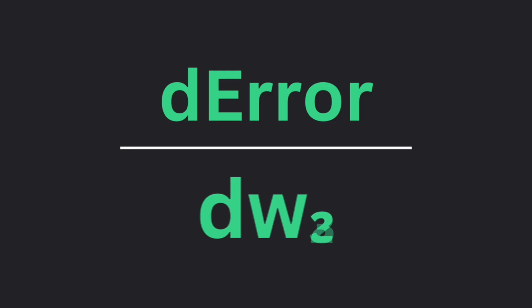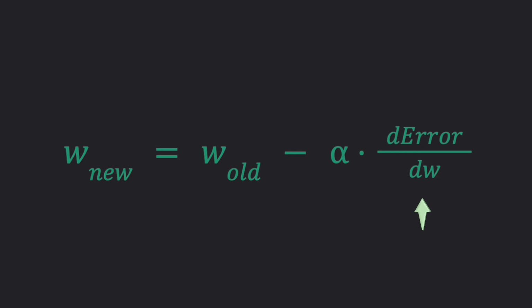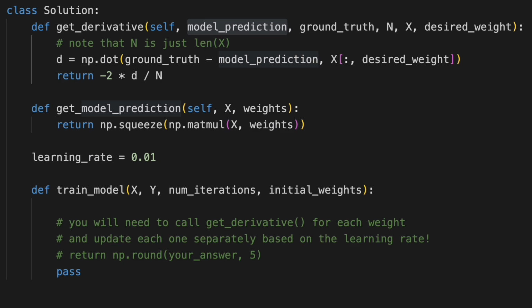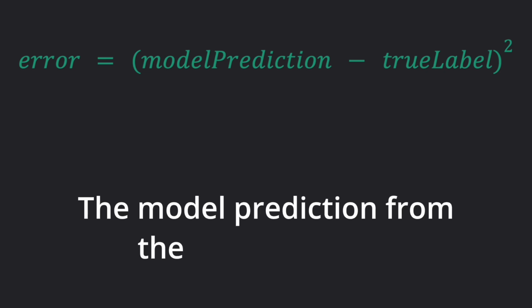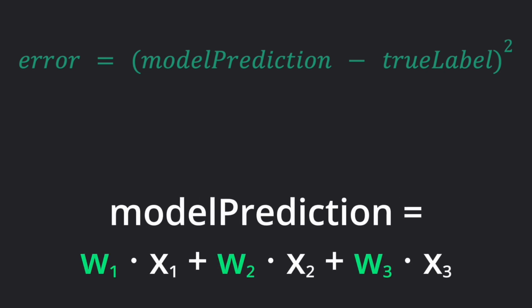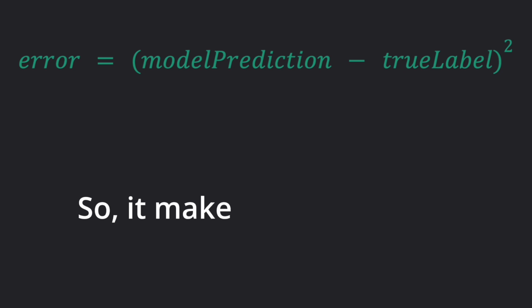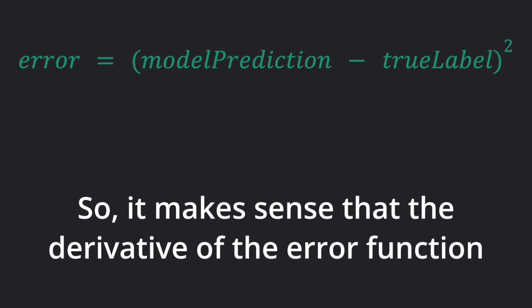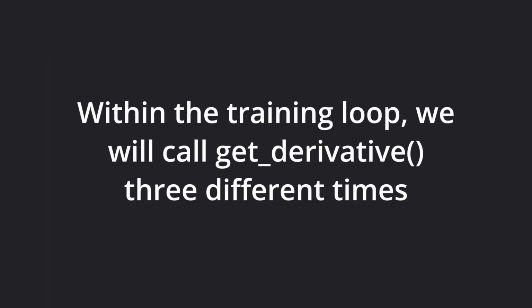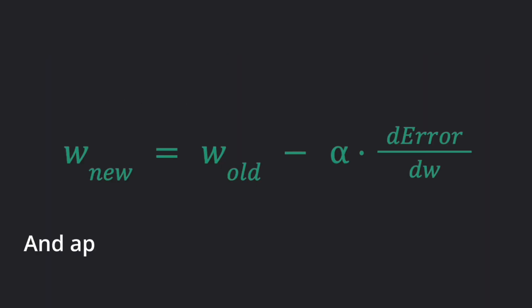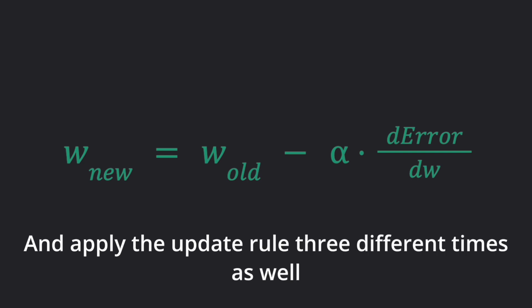If you're wondering why the derivative depends on the model prediction, let's look at the error function. We can see that the error function depends on the model prediction from the current values of W1, W2, and W3. So it makes sense that the derivative of the error function also depends on the model prediction. Within the training loop, we will call getDerivative 3 different times and apply the update rule 3 different times as well. Let's jump into the code.